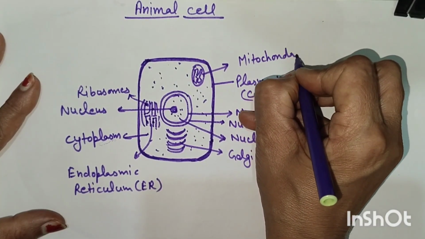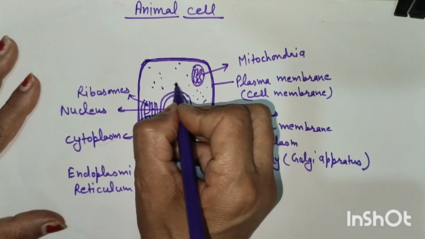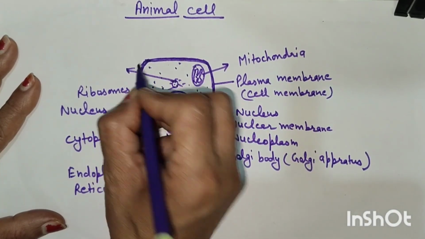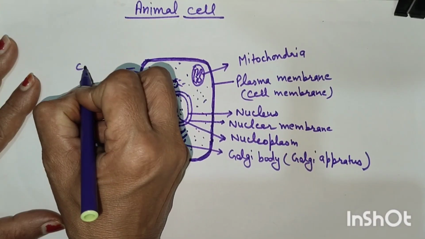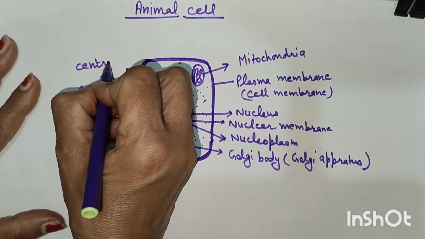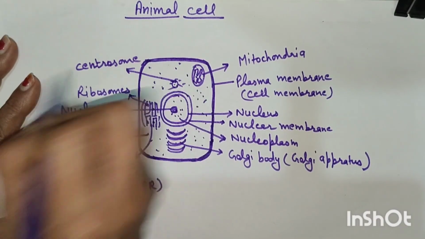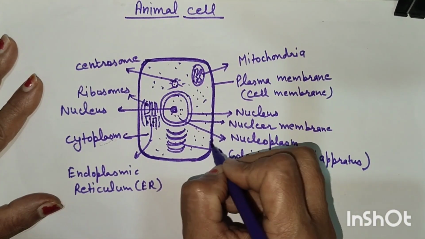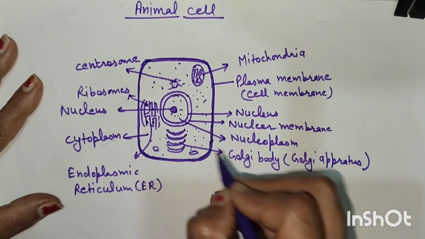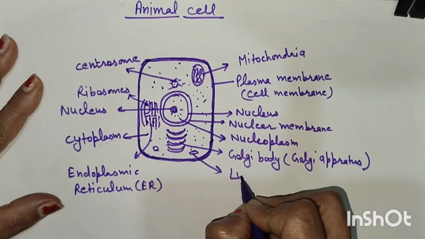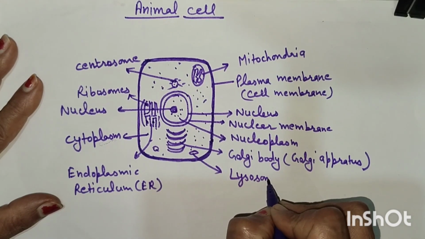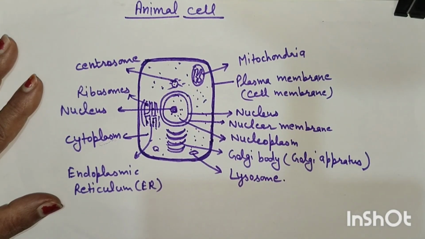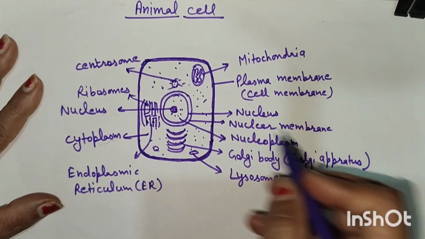Here is another organelle that is called the powerhouse of the cell, that is mitochondria. This is called centriole or centrosome. Here are certain structures that are called lysosome or suicidal bag of the cell.